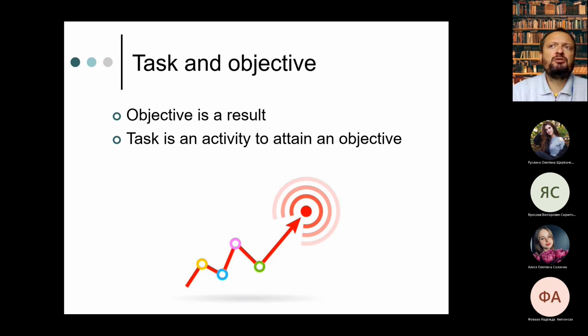So it is possible to say that you have to perform the task, but it's not possible to say that you have to attain the task. It's a mistake. So in simple words, speaking not in terms of strategic management, when you are saying as a manager to your subordinates, you have to do this, you have to do this, you have to do this, you are setting tasks for your subordinates.